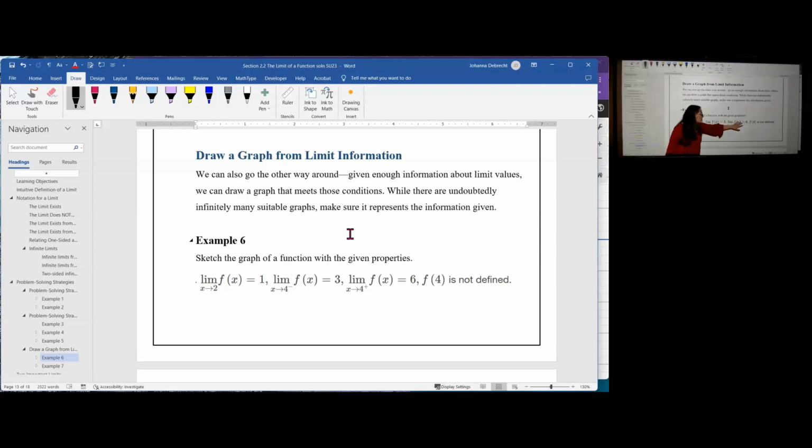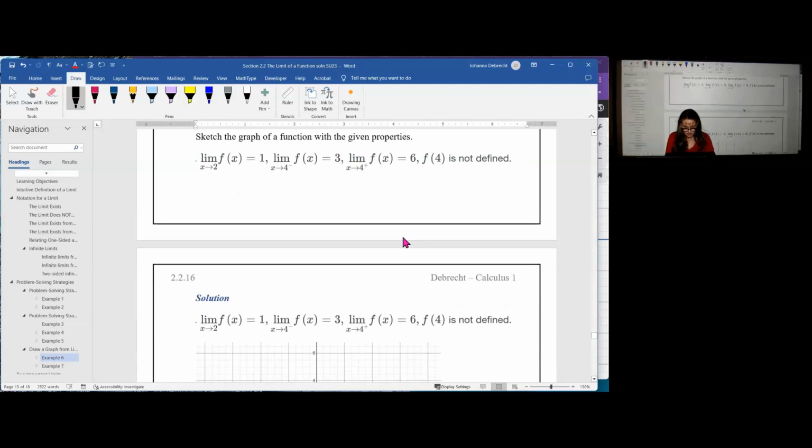Now, the next three pieces together: the limit as x approaches 4 from the left is 3, and as it approaches 4, same number, from the right is 6, and that at f of 4 it's not defined. That means I must have a jump in the graph. It's not going to infinity, so I don't have a vertical asymptote. But the two one-sided limits do not agree. One goes to one number, one goes to another number. So I must have a jump in the graph.